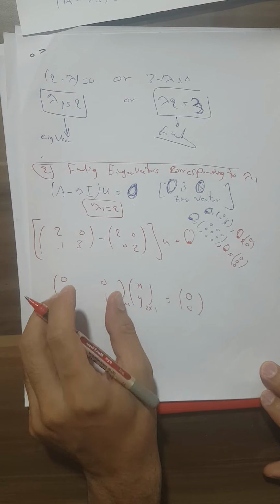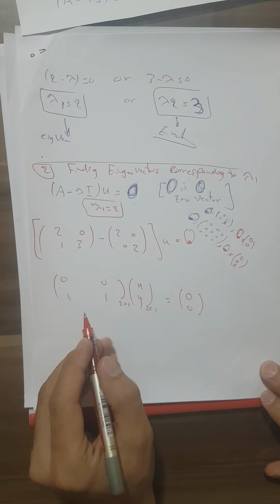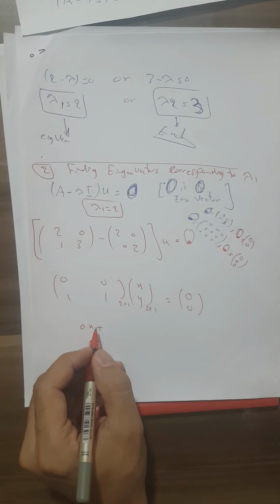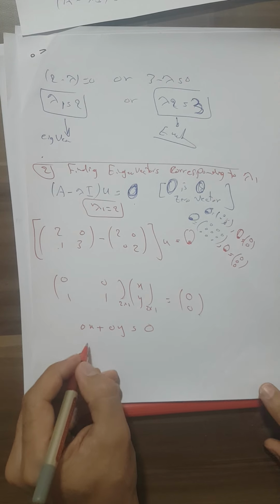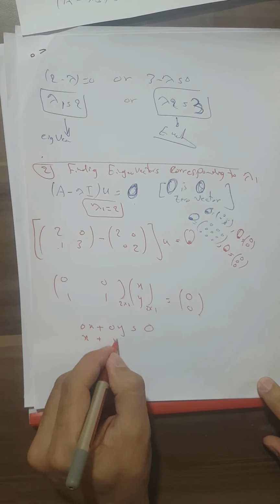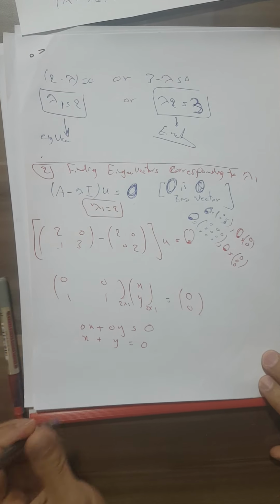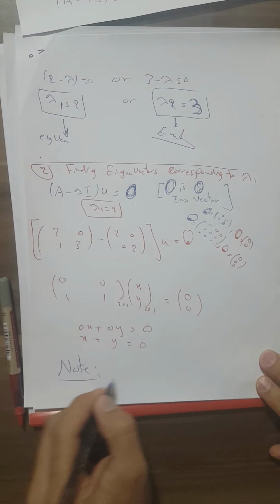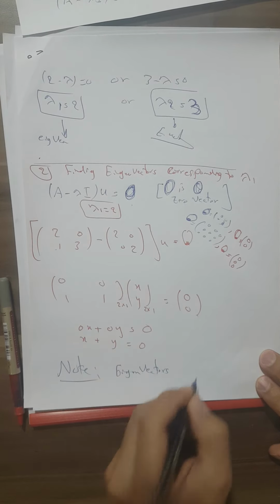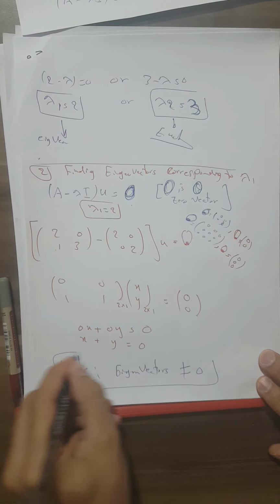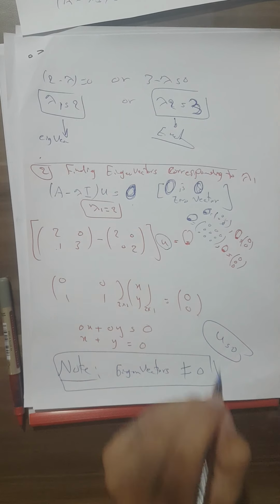So if we multiply here, you know how to solve this one, because this is the system: 0x plus 0y is equal to 0, and 1x plus 1y is equal to 0. And let me give you a note here. Note: eigenvectors shouldn't be 0. You cannot imagine that u is equal to 0. Okay, u shouldn't be 0.